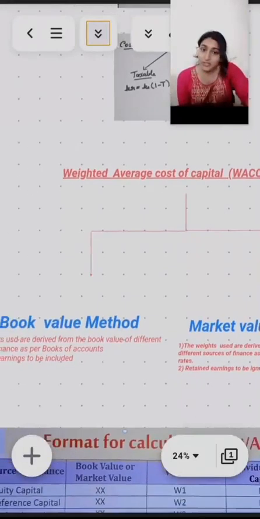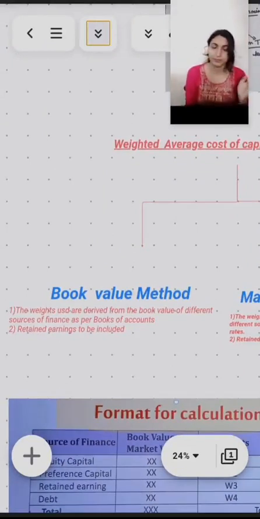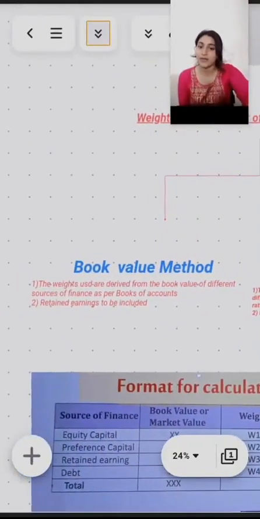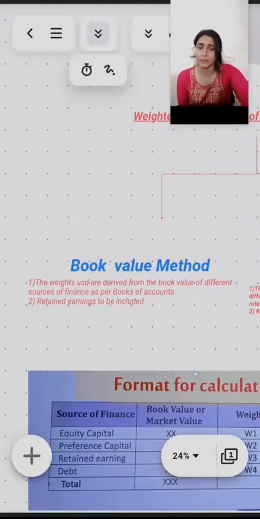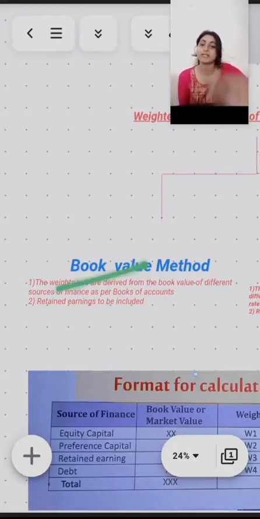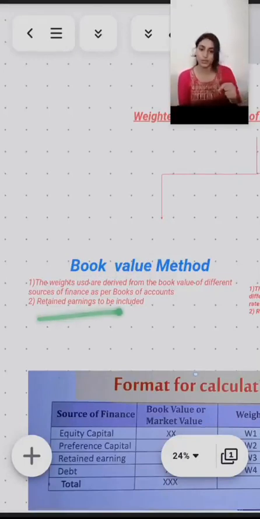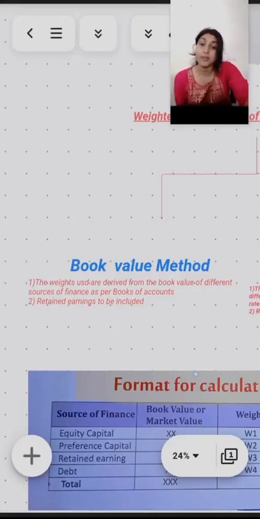We have two methods of calculating the weighted average cost of capital. The first one is the book value method, and the second one is the market value method. So what is the book value method? Under the book value method, the weights used are derived from the book value of the different sources of finance as per the books of accounts. Whatever the book value is, we should consider that amount. And retained earnings are to be included in the case of the book value method.